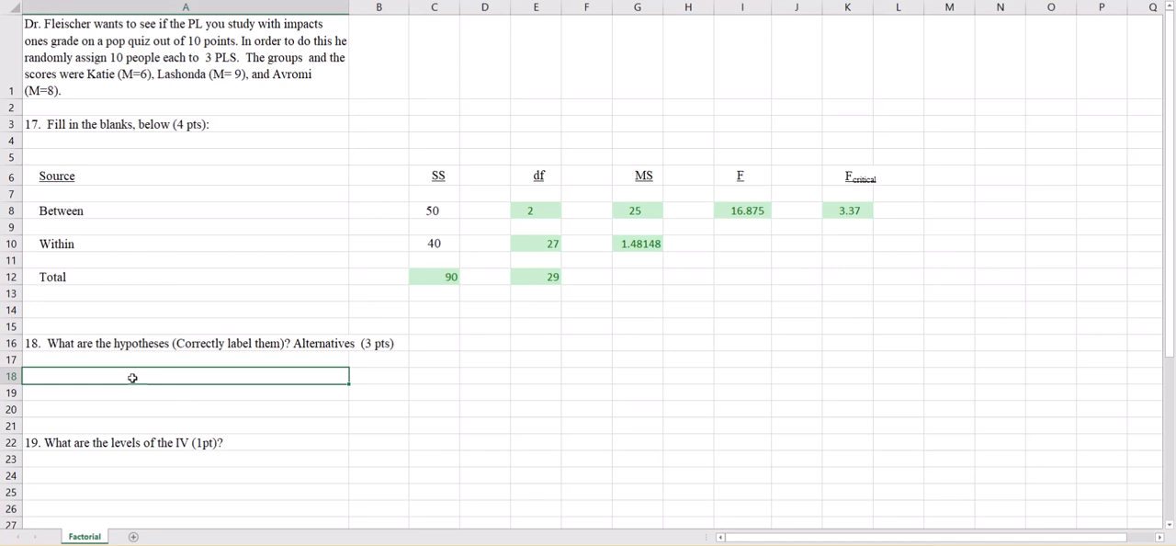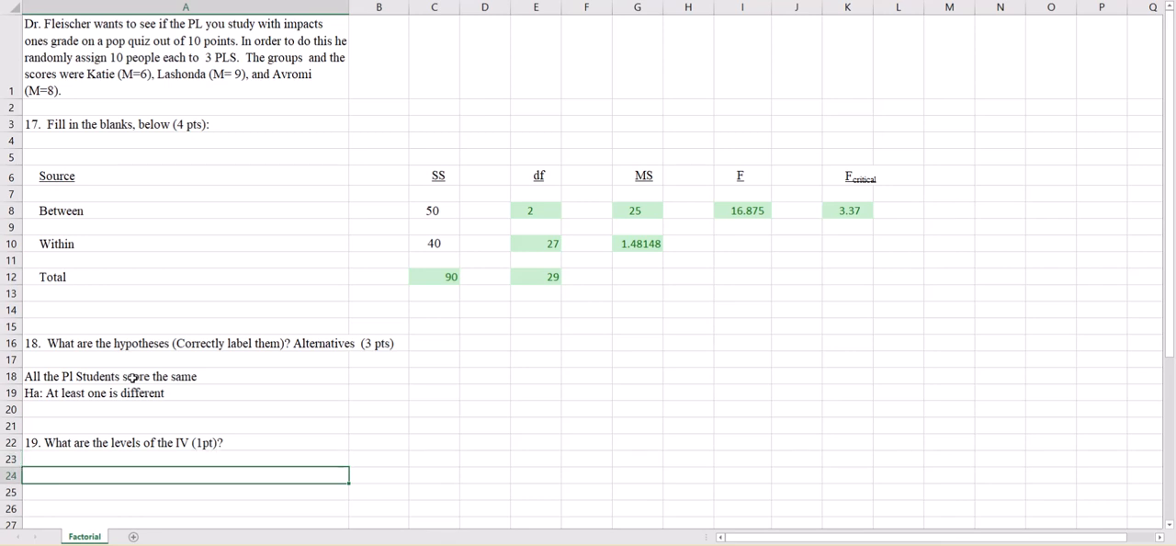For our hypotheses, we are going to type them out. Our hypotheses are: all the PL students score the same; at least one is different. The levels are Katie, Lashonda, and Avrami.